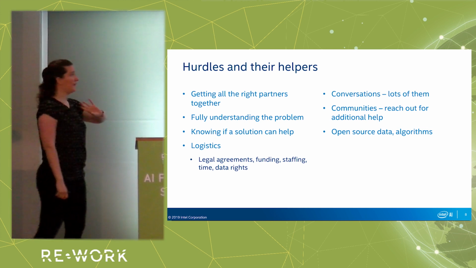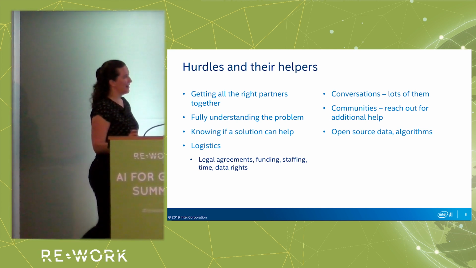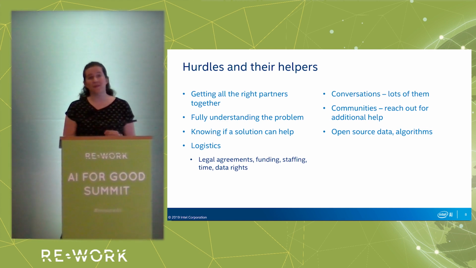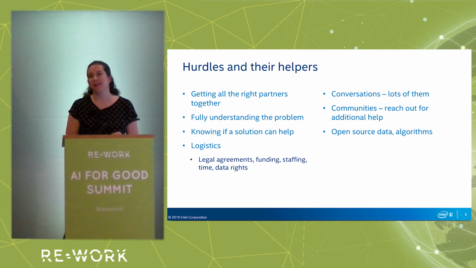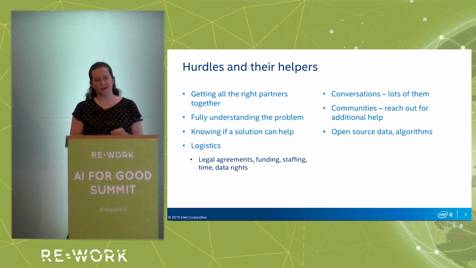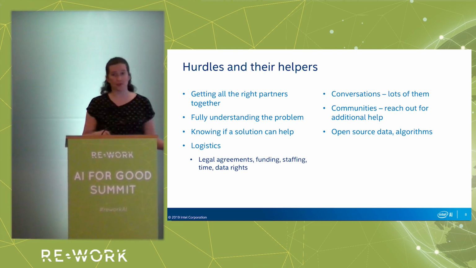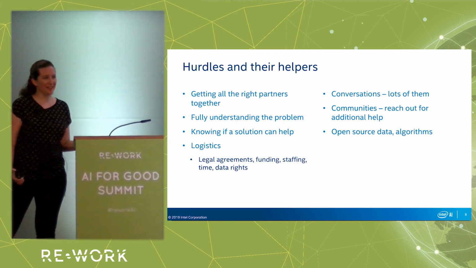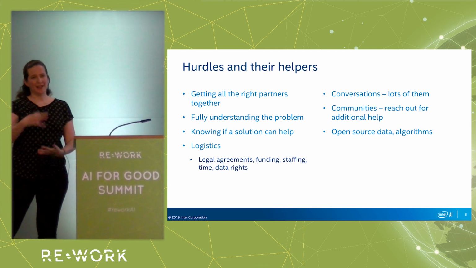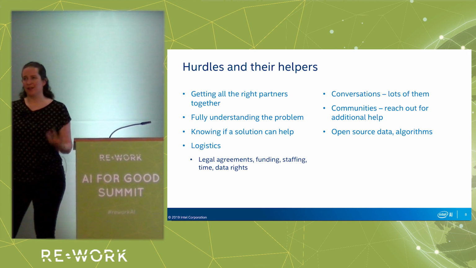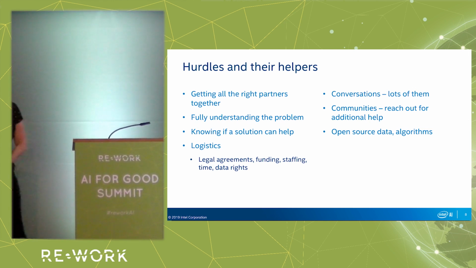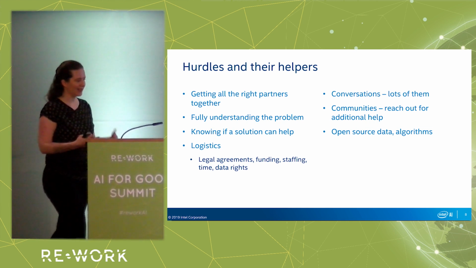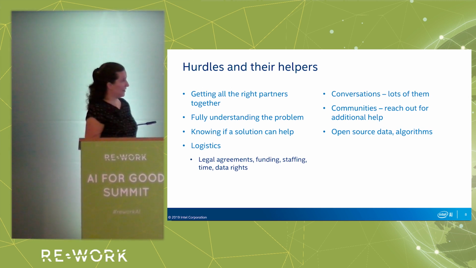And for both of these, having a lot of conversations really helps. And there is a growing and wonderful community around these topics, which is lovely. Less than a month ago was the third instantiation of the United Nations AI for Good Global Summit. And two days ago there was a Data for Good exchange in San Francisco. So the more I look for these types of events, the more of them are cropping up, and I just love it. Reaching out for help, advice, partners, et cetera, I think is getting easier. And knowing if a solution can help.